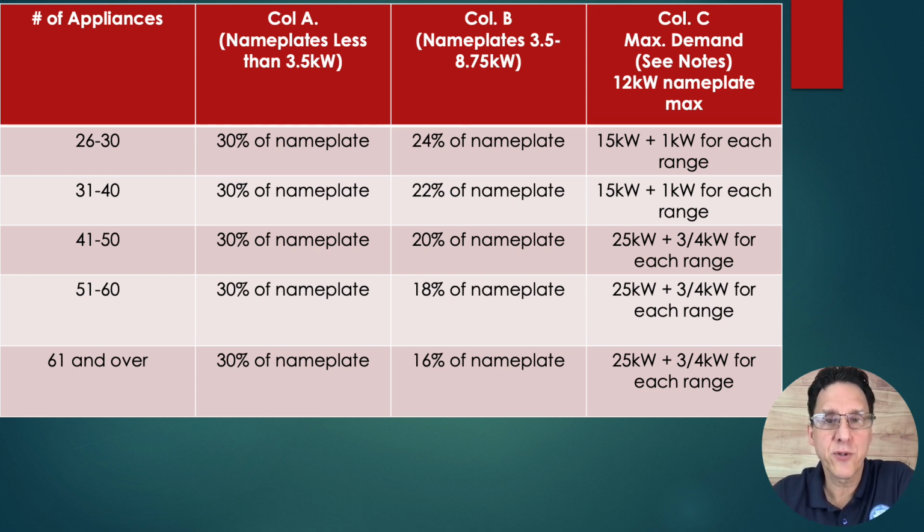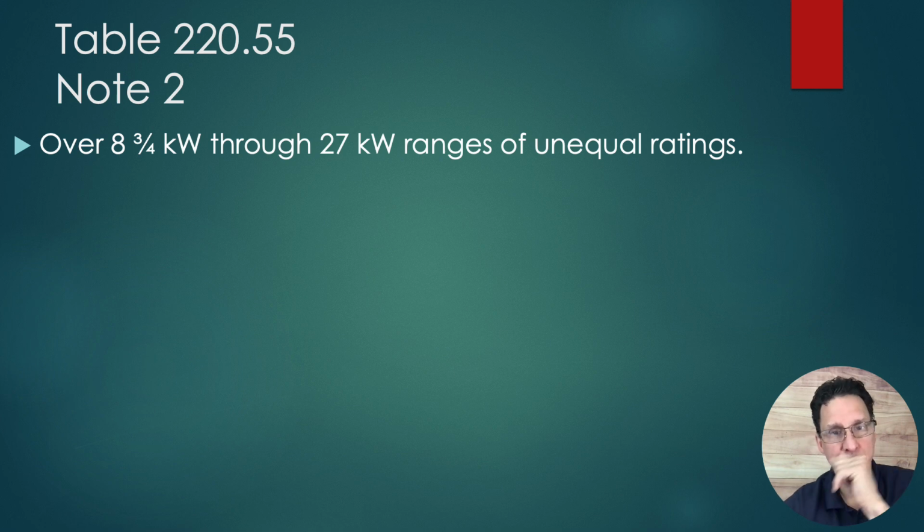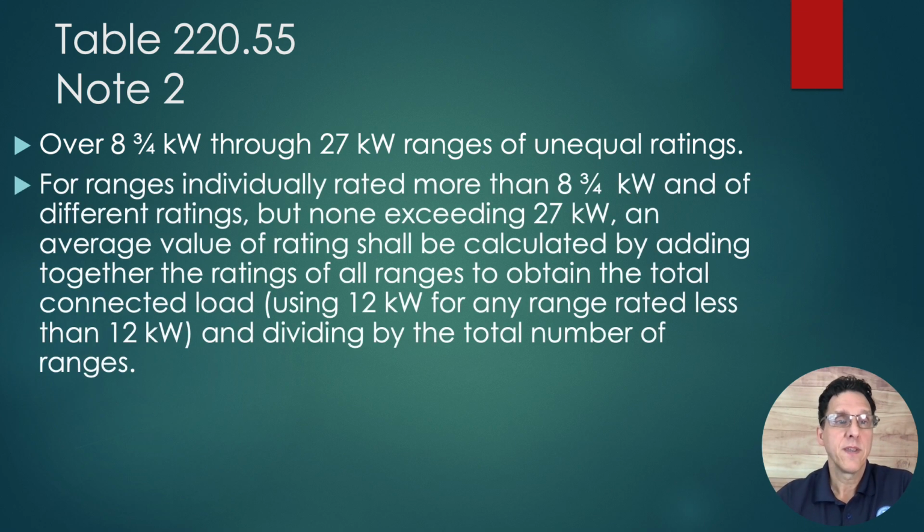All right, let's take a look at Note 2. This is applicable for ranges over 8 3/4 up to 27 kW. When we have a group of ranges of unequal ratings, so we've got a group of ranges, and we've got some 10 kW, and 11 kW, and 13 kW, and 12 kW, we have to do something before we read column C. We're going to have to create an average for the group, is what it says.